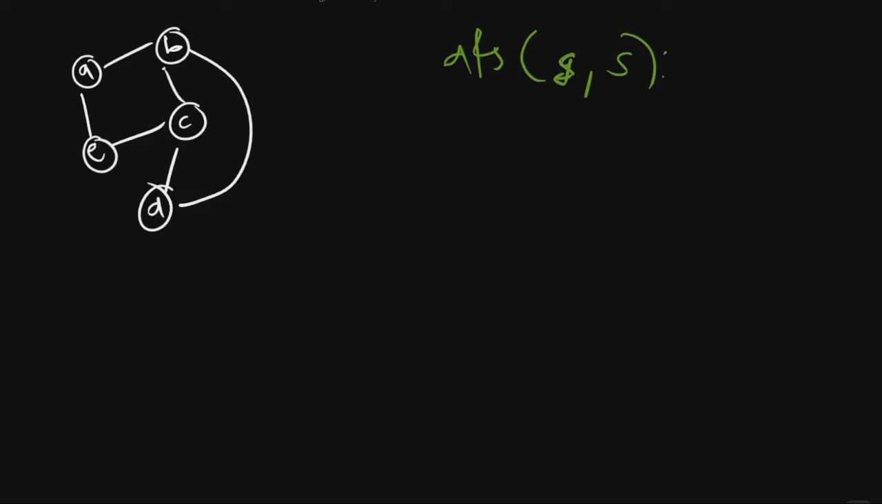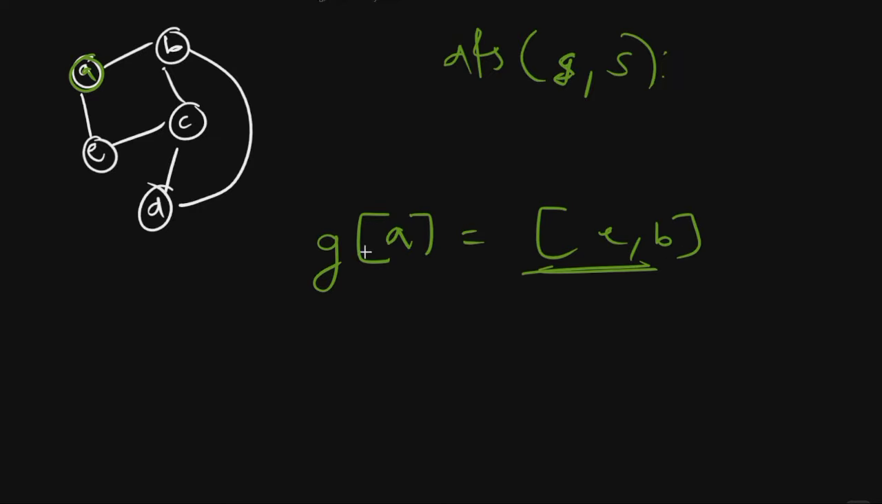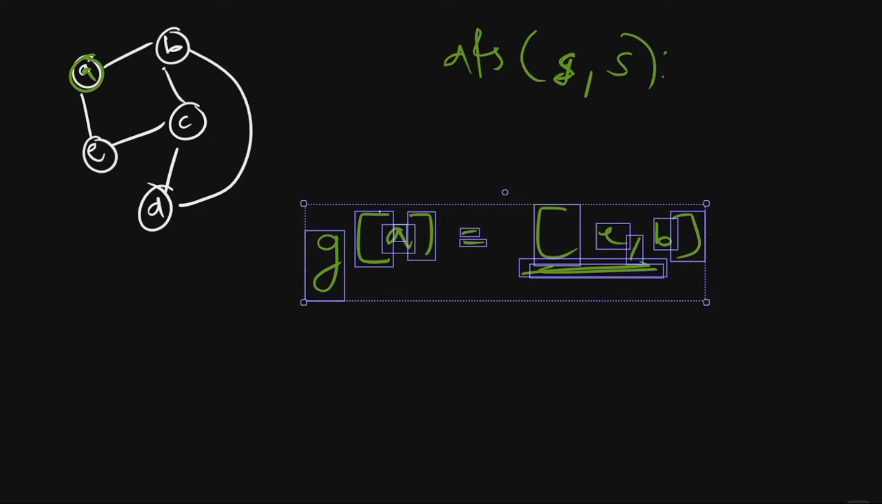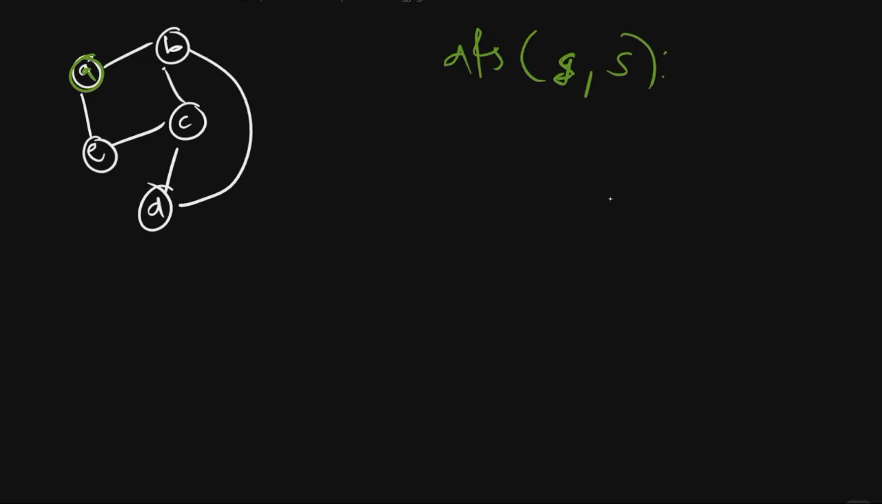Okay, so what we are doing is, if we are at A, we go to each child of that A. If I assume G to be an adjacency list, G of A would give me a list of E, B. Why? Because this is an adjacency list. So G of A gives me this. So if G of A gives me a list, I can traverse over that.